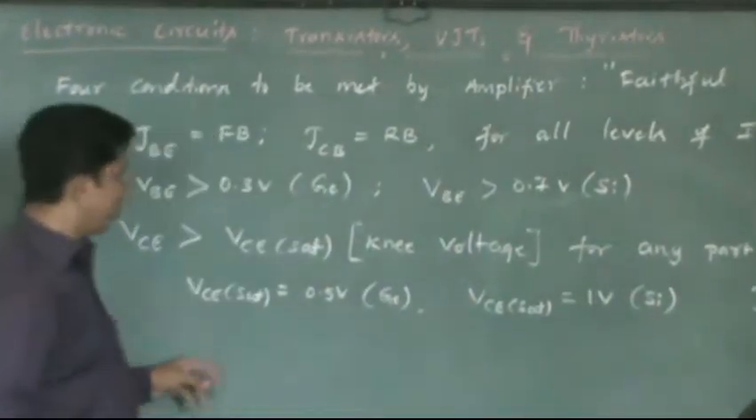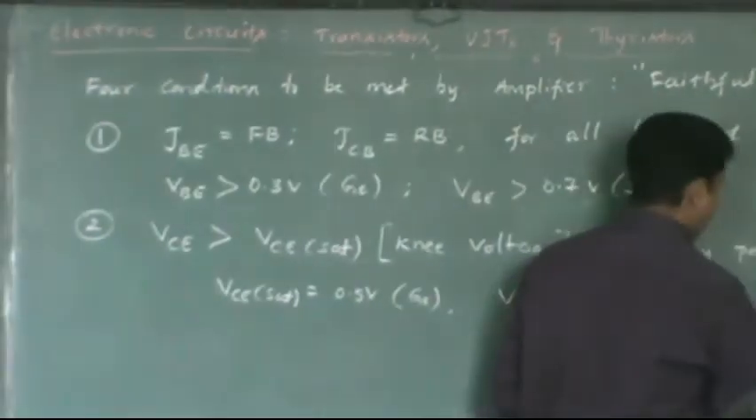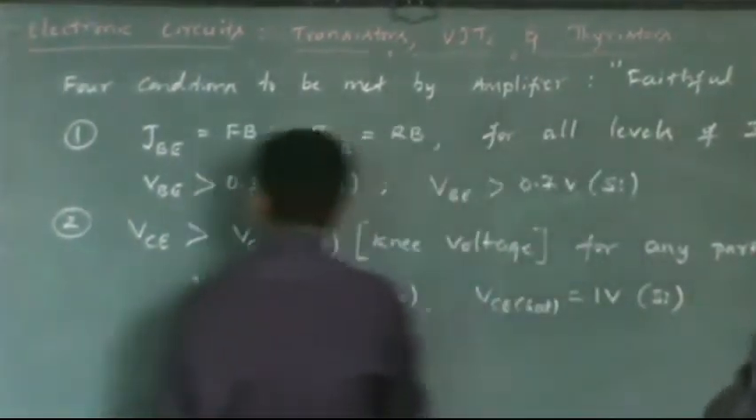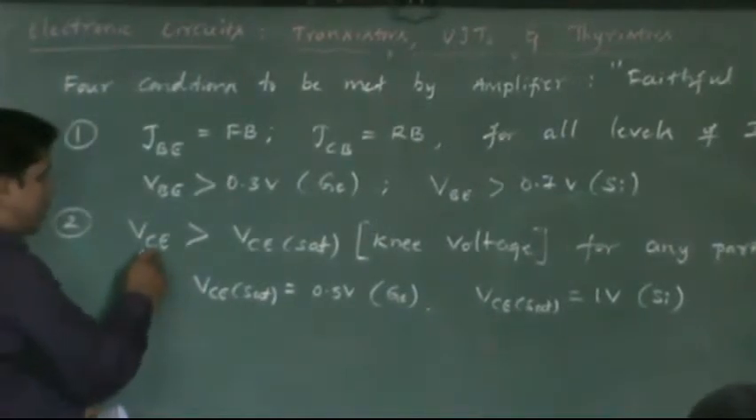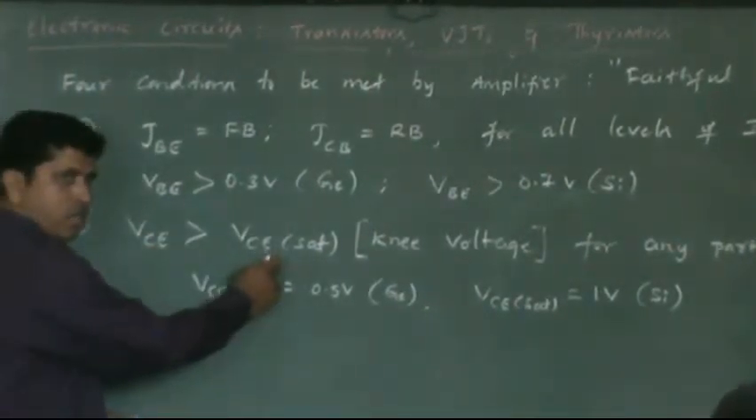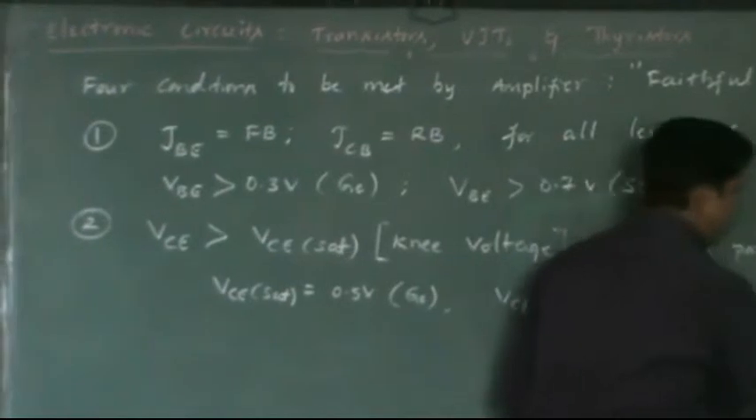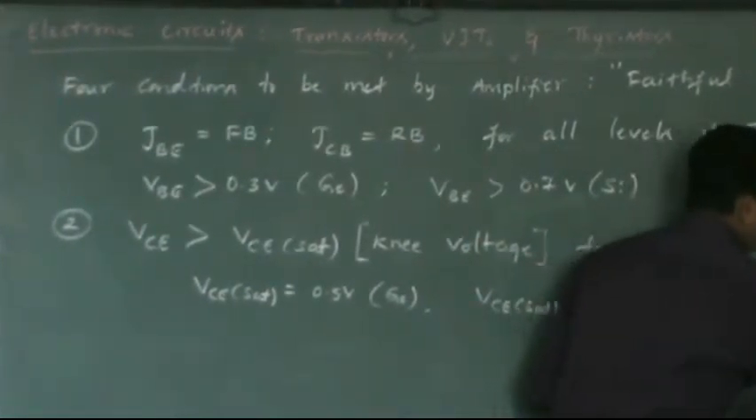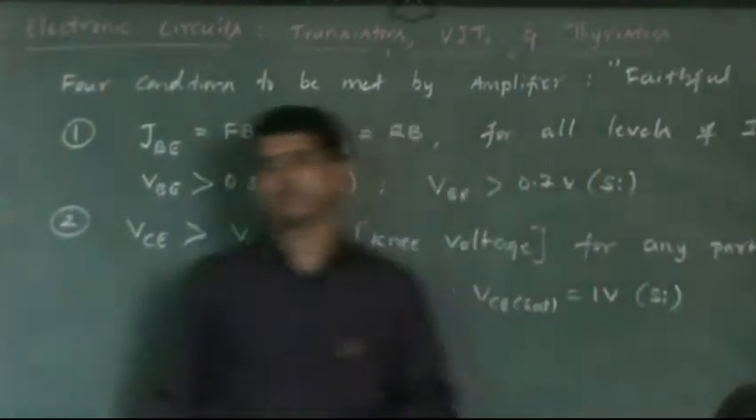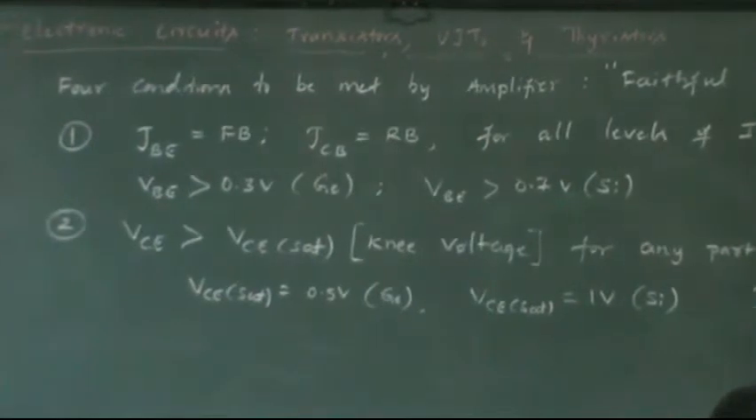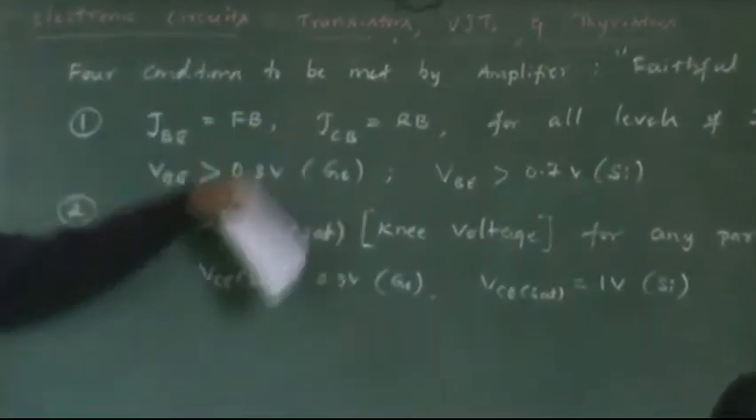So, you understand this? What happens if you don't meet this condition, that means if under any circumstance VCE is less than VCE saturation, what is going to happen? JCB is not properly reverse biased. If you don't reverse bias it, no faithful amplification.